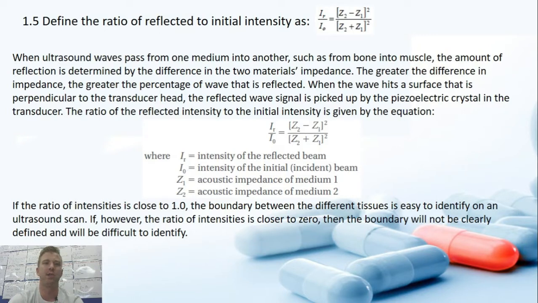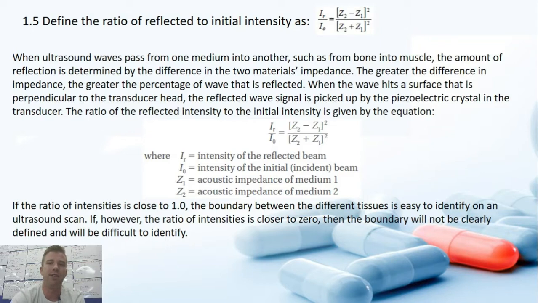When ultrasound waves pass from one medium into another, such as bone into a muscle, the amount of reflection is determined by the difference between the two materials' impedance. We just learned that in 1.4. The greater the difference in the impedance, the greater the percentage of the wave that is being reflected. However, some lower percentage of the wave is still being refracted.